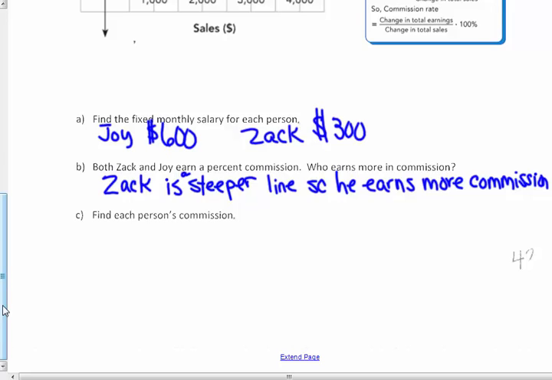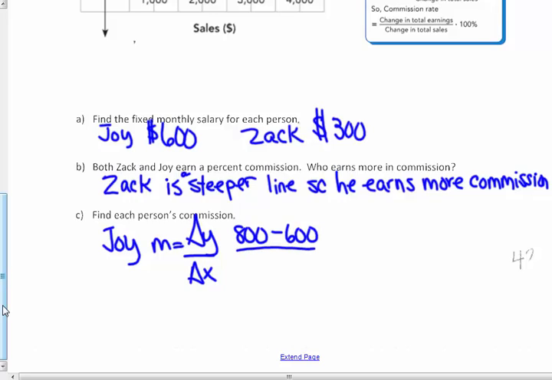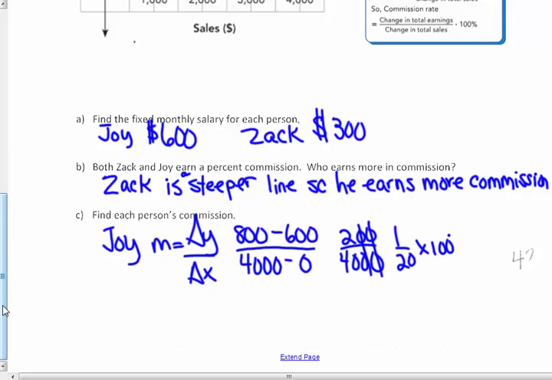Okay. Find each person's commission. Joy, slope equals delta Y over delta X. So 800 minus 600 over 4,000 minus 0. She has 200 difference in her Y over 4,000 difference in her X. So 2/40ths, which is 1/20th, times 100%. So Joy is the 5% commission.